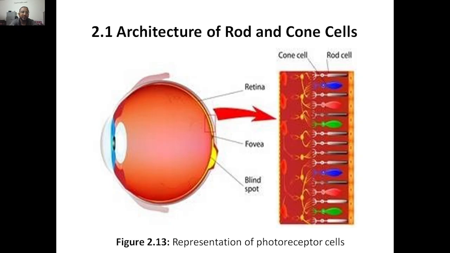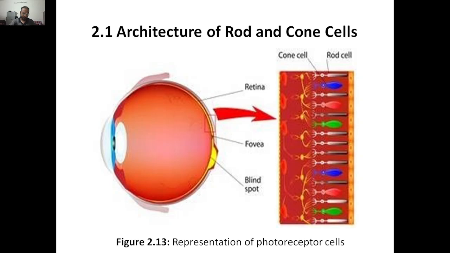We are going to discuss the architecture of rod and cone cells in this topic. In this class, so far we discussed what the eye is, what the different parts of the eye are, and how the eye can be compared to a camera, and how exactly the eye acts as a camera system.